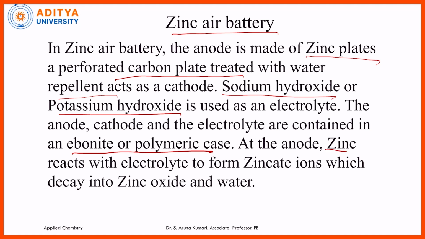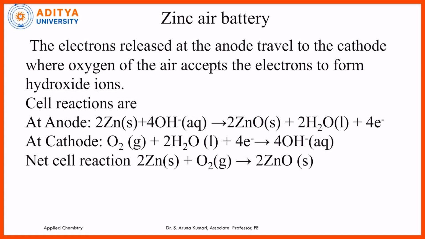At the anode, zinc reacts with the electrolyte to form zincate ions, which decay into zinc oxide and water. The electrons released at the anode travel to the cathode, where oxygen of the air accepts the electrons to form hydroxide ions. So, the electrons given by oxidation at the anode travel to the cathode, and at the cathode oxygen from the air accepts the electrons to form hydroxide ions.